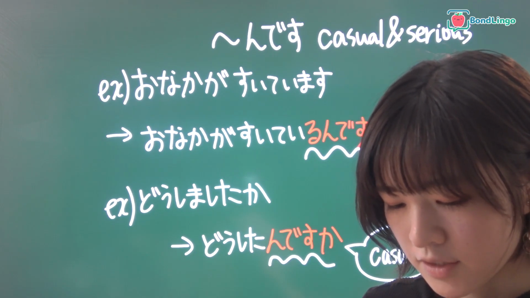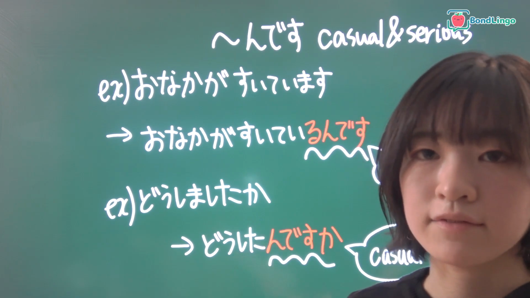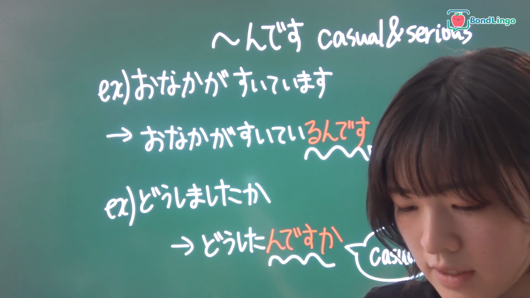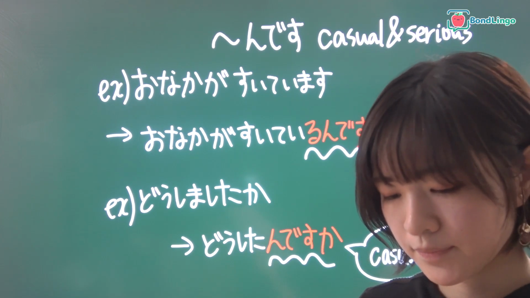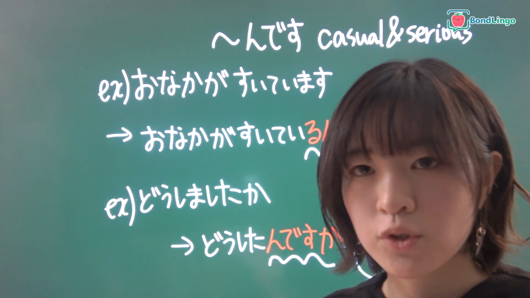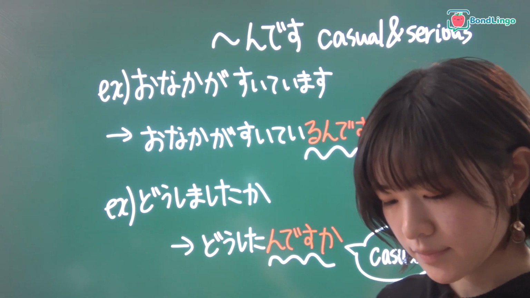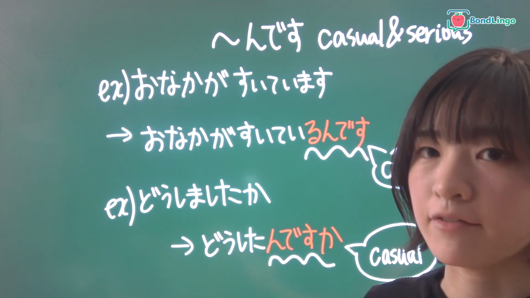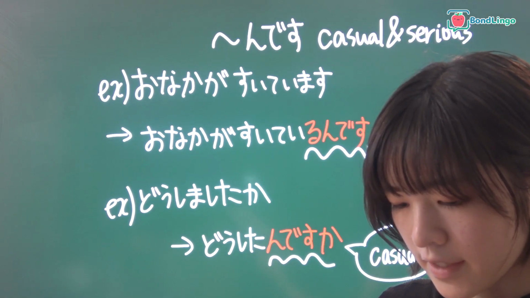Now let's look at na adjectives. So na adjectives are also, you don't have to do anything. Just add this. So first one, dislikable, 嫌いな, 嫌いなんです. Okay. Next na adjective, important, 重要な. This becomes 重要なんです. Okay, so for i adjectives and na adjectives, you just have to put this after the word. So it's very simple.